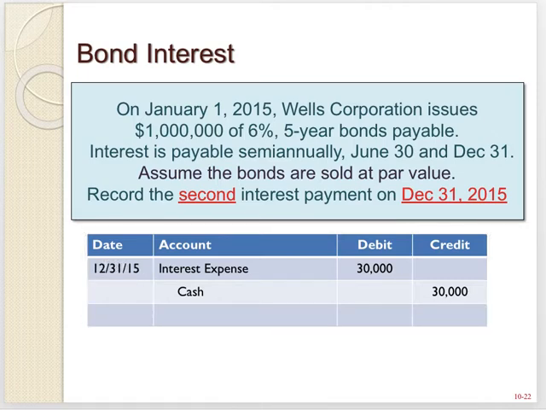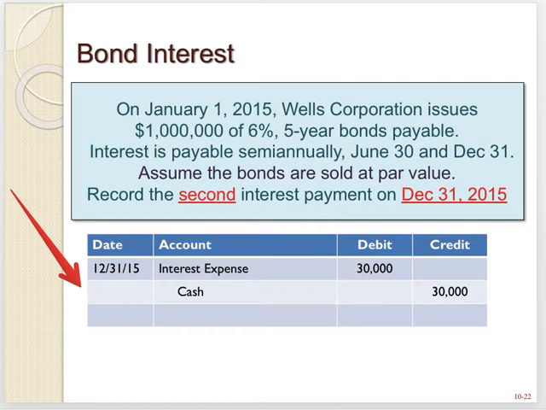Now our entry is dated December 31st, 15. That's when we're paying our second interest payment. But the journal entry itself is exactly the same. We're going to debit interest expense showing the cost of borrowing money for the second half of the year, which is $30,000. And we're going to credit cash to show that our cash is going down because we're paying the cash to all of our bondholders as a thank you for letting us borrow your money for this period of time.